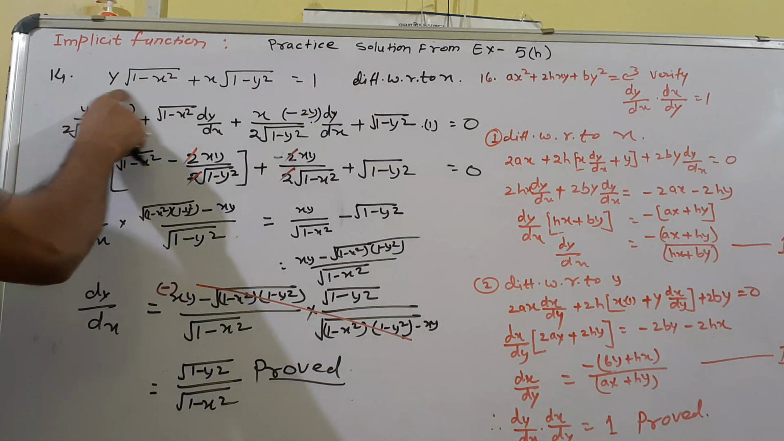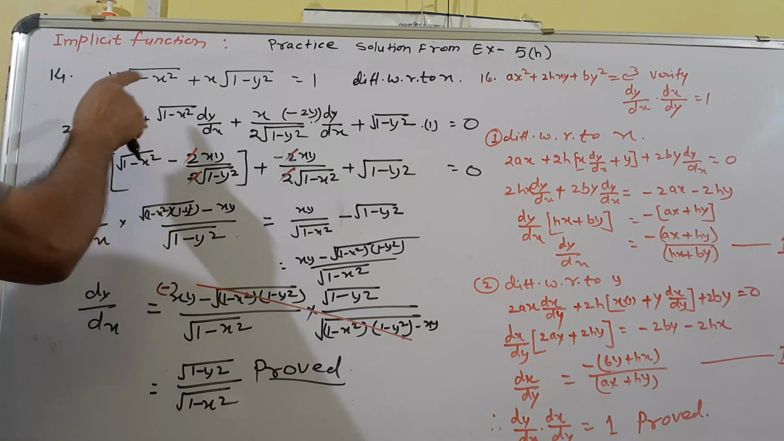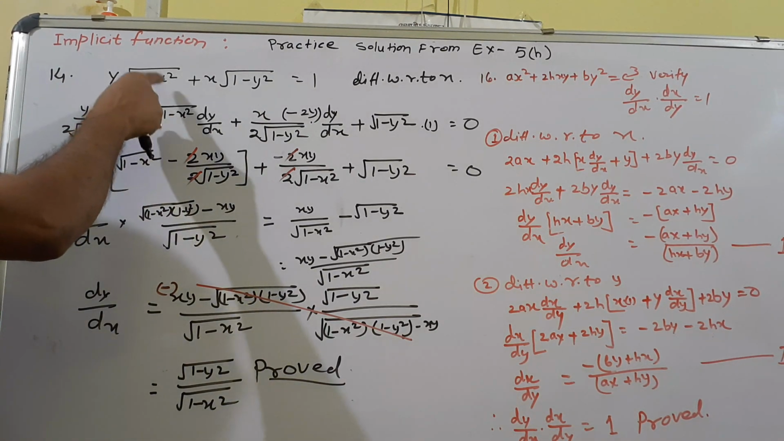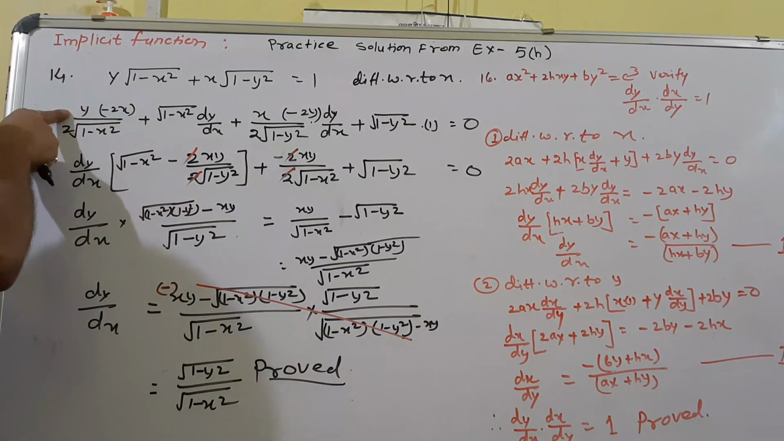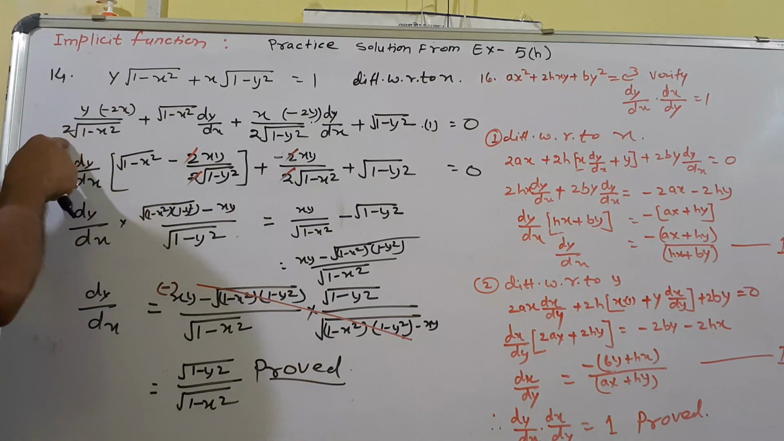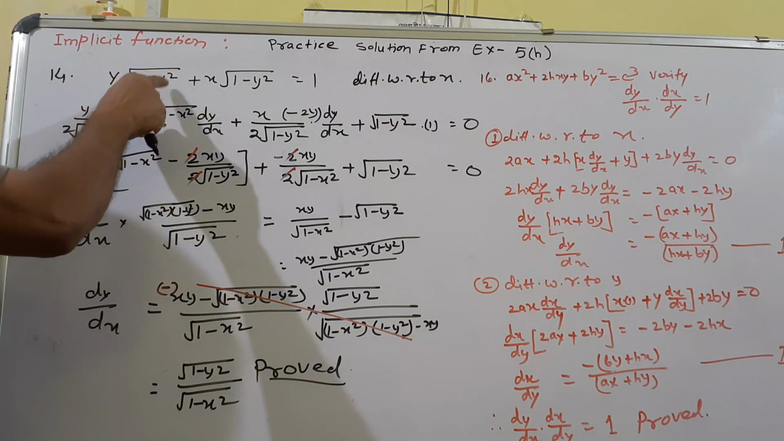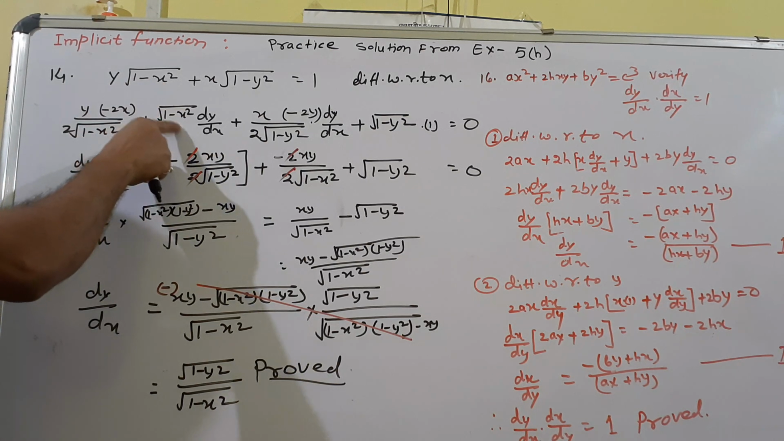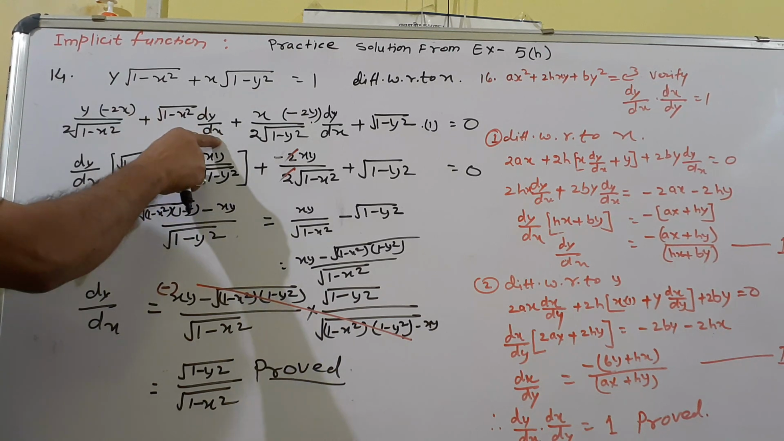Here is the product rule, a into b, x into y. So we derive it in u into v form: first term constant, derivative of the second term, plus second term constant, derivative of the first term. First term constant here, y is constant, the derivative of root of 1 minus x squared gives 1 by 2 root of 1 minus x squared, and the derivative of 1 minus x squared is negative 2x, plus second term constant now, root of 1 minus y squared, and the derivative of y is dy by dx.